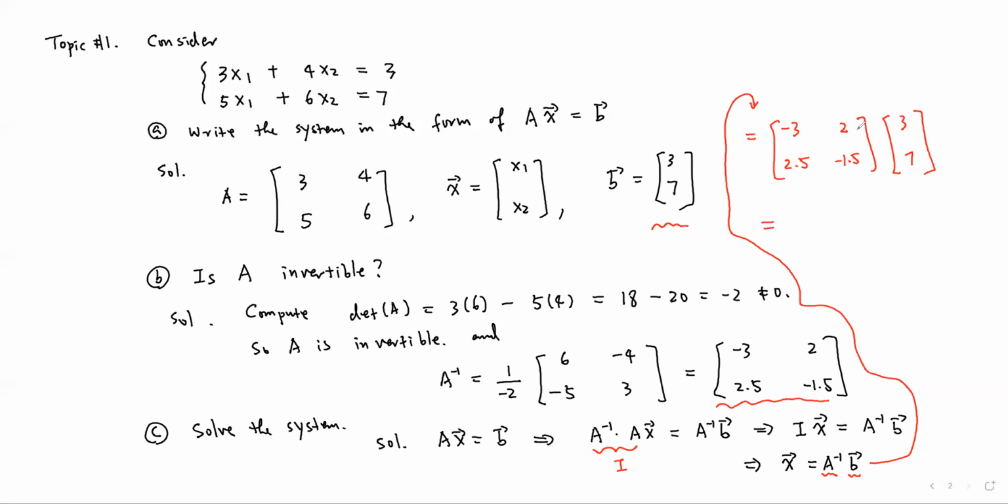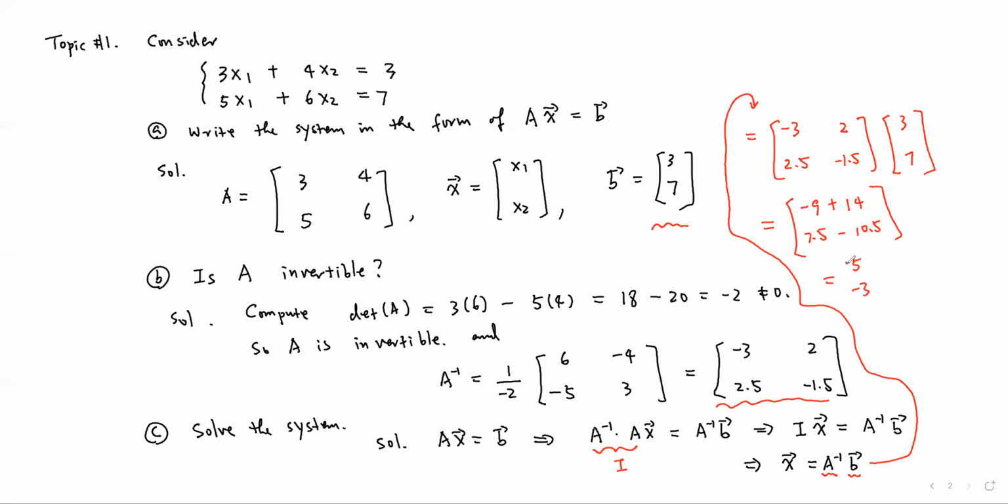So the first entry is the first row times the vector: -3 times 3 is -9, then plus 2 times 7 is 14, and then 2.5 times 3 is 7.5, and then minus 1.5 times 7 is 10.5. So this is a 5.